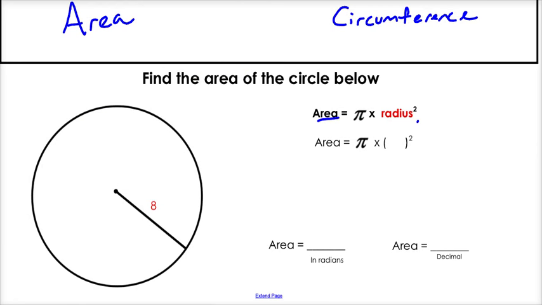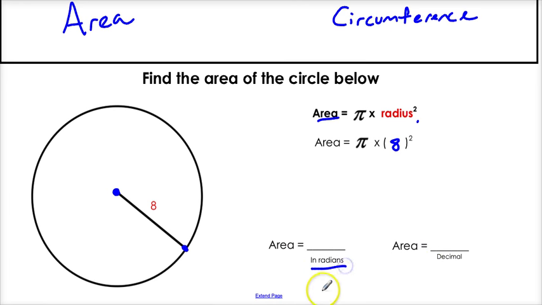To find the area of a circle, you just use the formula that you see here. Area equals pi times the radius squared. The radius of this circle is 8. The radius just goes from the center to the outside of the circle, and our radius is 8. So this is going to be pi times 8 squared. Now we're going to answer this in two different ways. We're going to answer this in radians, and we're going to answer this as a decimal.